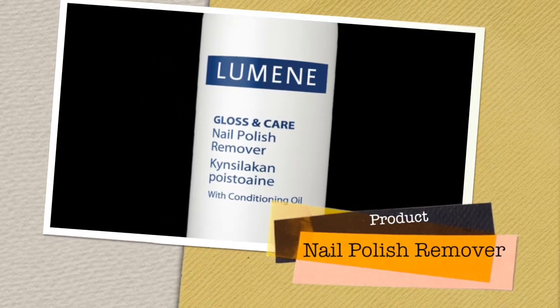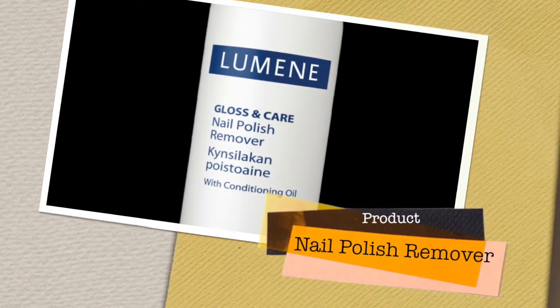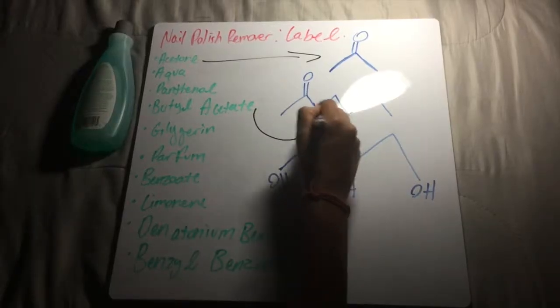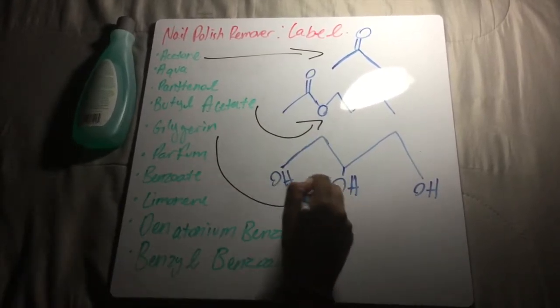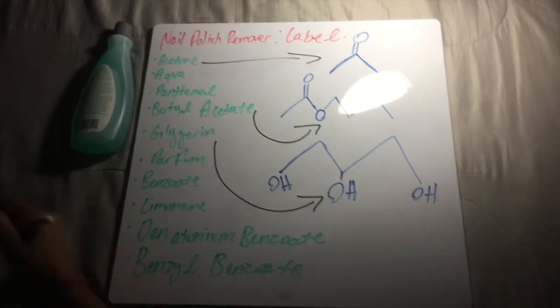The product that I chose to analyze for this project is nail polish remover. I read the label for nail polish remover, and the three compounds that I chose to look more into are acetone, butyl acetate, and glycerin.